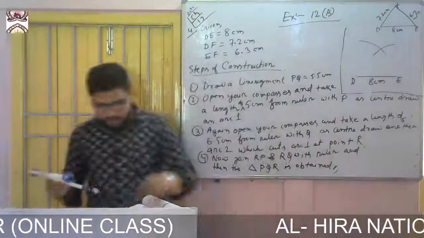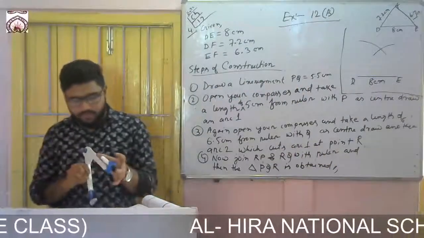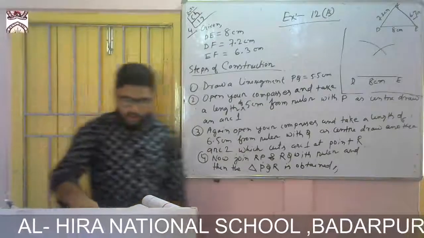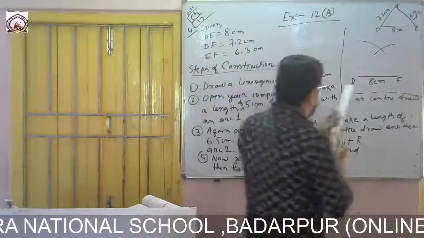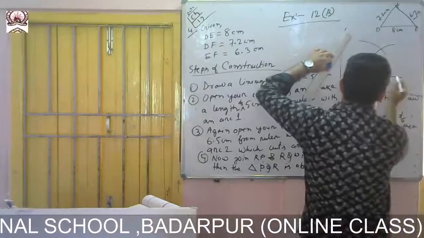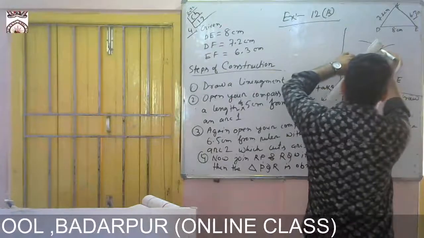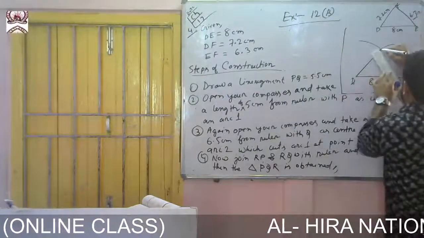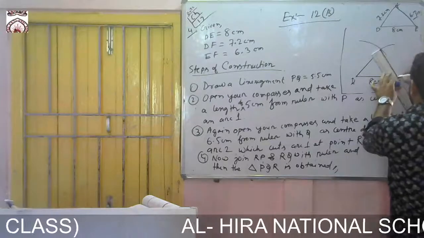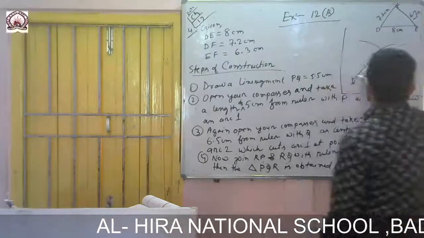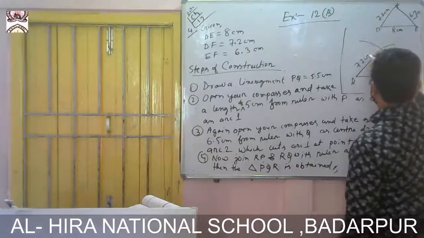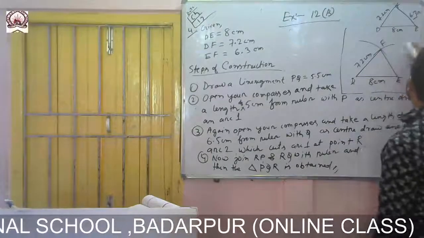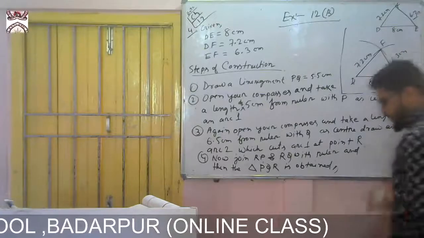Now join with your ruler. These figures will not come exactly, again and again I am saying. Your one will come accurately, my one will not come accurate, but the process is the same. So this one DF is 7.2 centimeter, and the intersection you got is F, and EF is 6.3 centimeter.